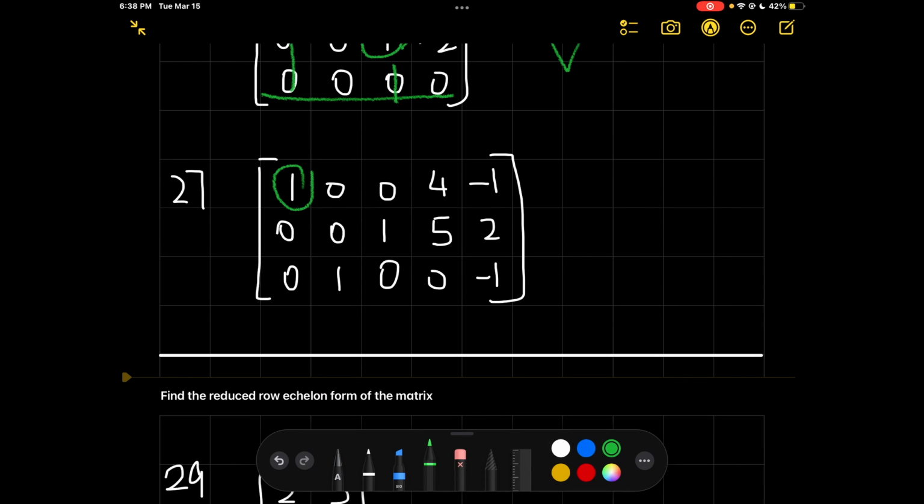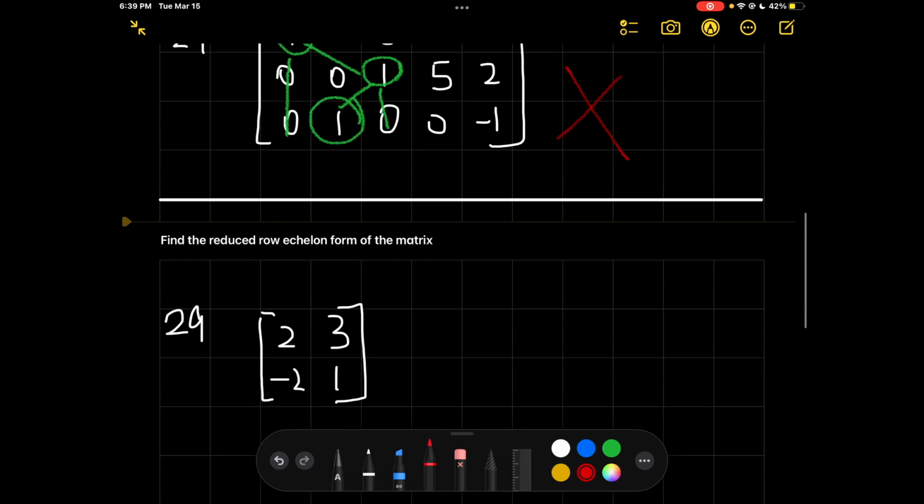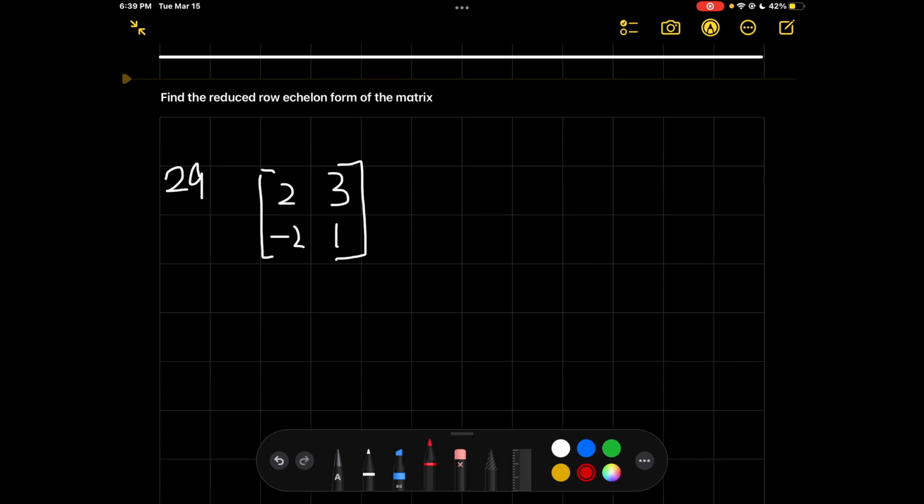27, we have leading 1, others 0, and the second row has a 0 here, but this one, a leading 1, is not in the second row, so this is not going downward to the right because it's coming back. So this is not reduced echelon form. And now we move to question 29.